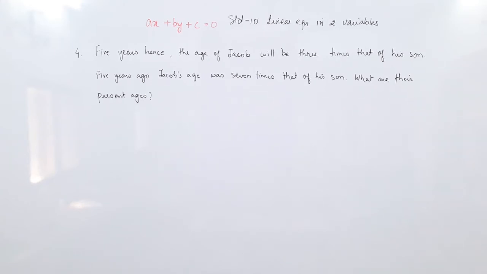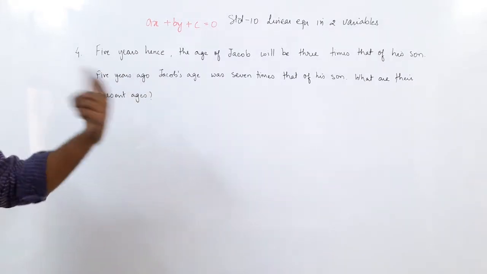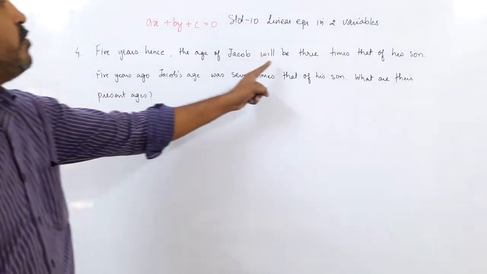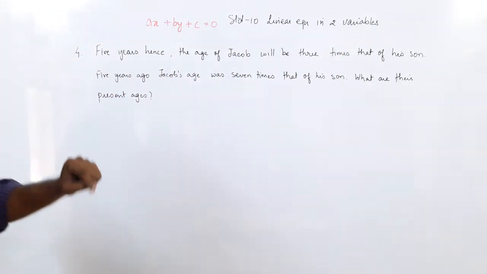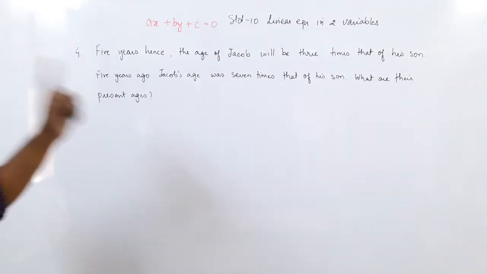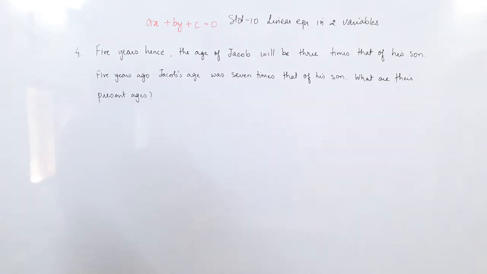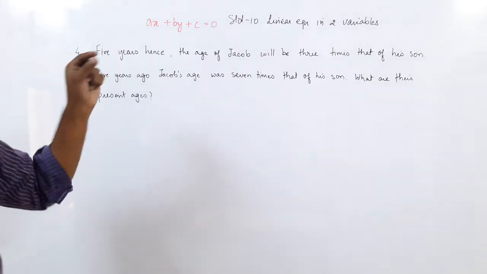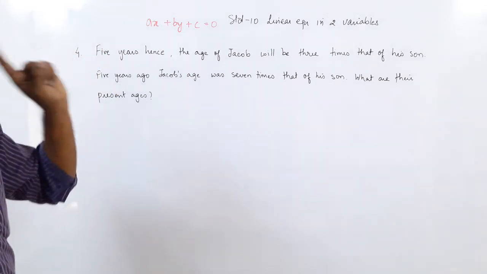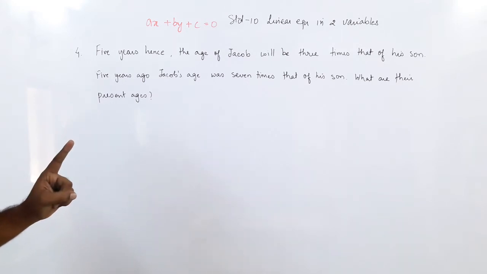Okay, looking into this question, we have got one more question. 5 years hence, means 5 years later, the age of Jacob will be 3 times that of his son. 5 years ago, Jacob's age was 7 times that of his son. What are the present ages? Now, if you remember, we have done this kind of question in chapter number 4, quadratic equation, in which we used only x. Remember?